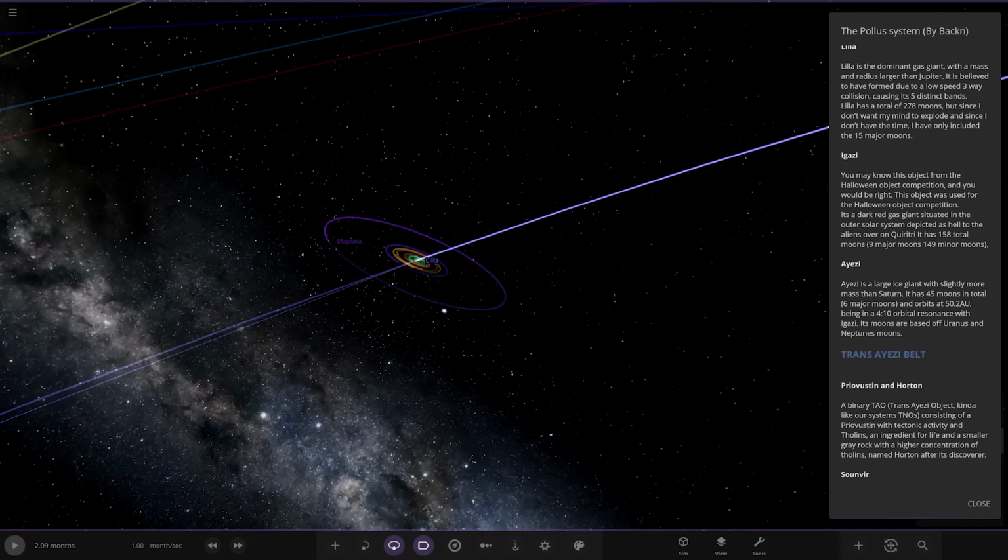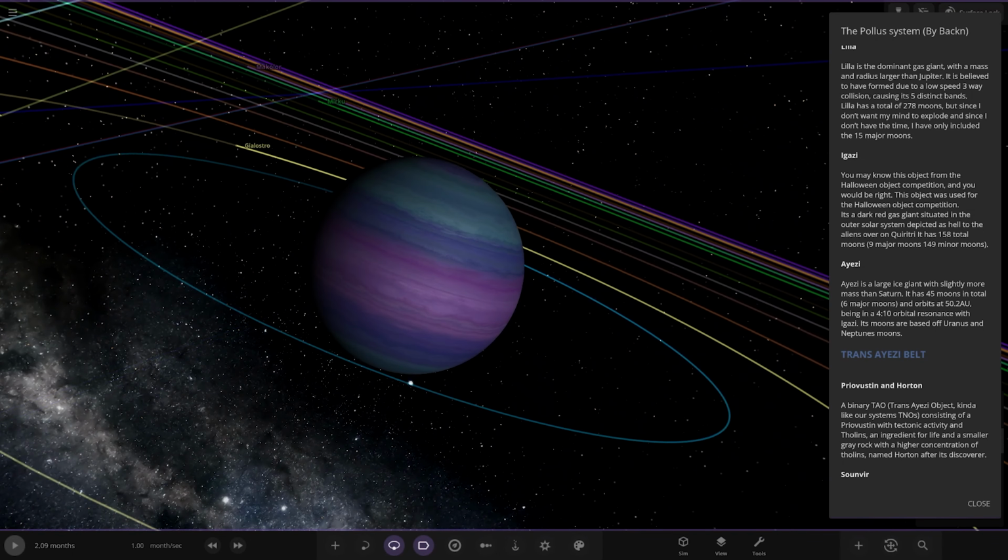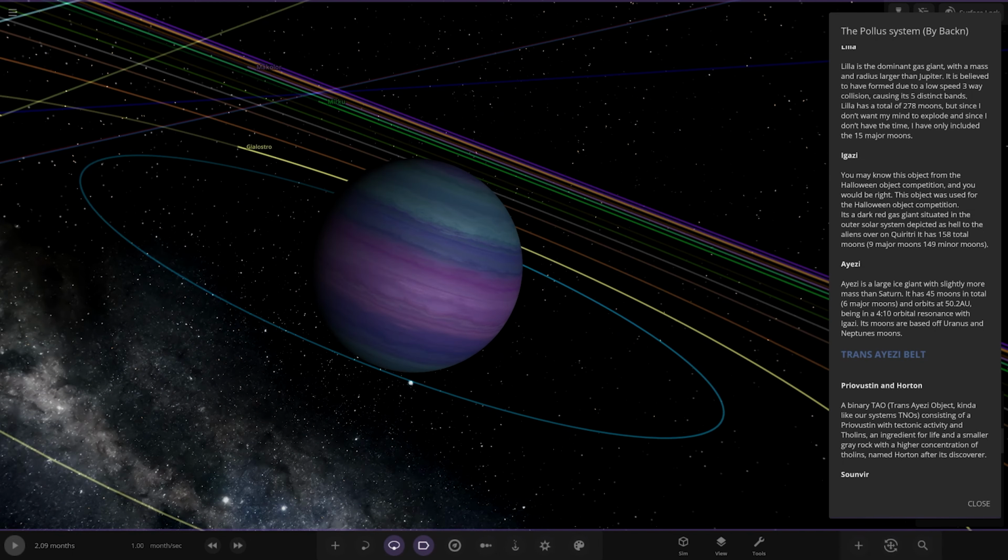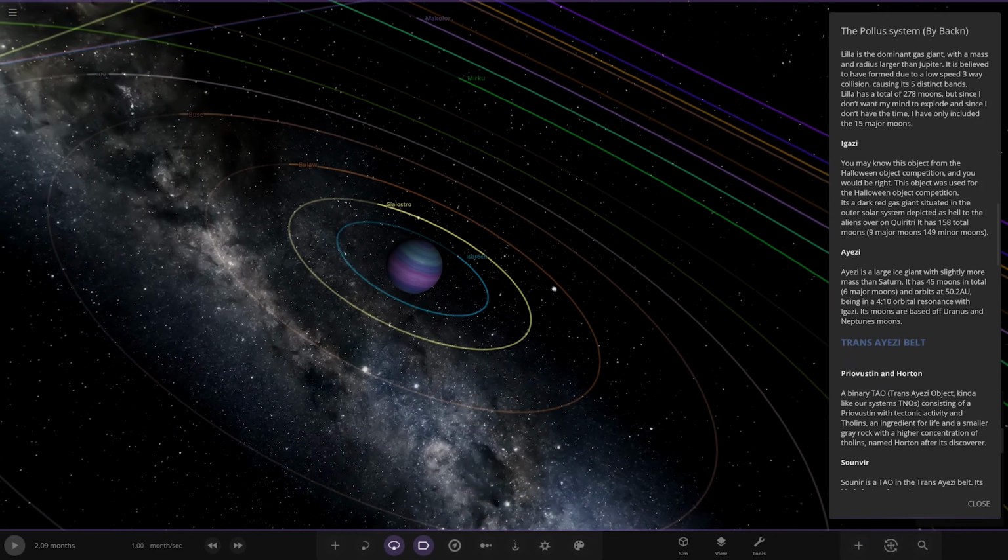So we've got Lilla. Looks like it's going to be a dominant gas giant, probably. Oh, yeah, "dominant gas giant with a mass and radius larger than Jupiter. It is believed to have formed due to a low-speed freeway collision causing its five distinct bands. It has a total of 278 moons, but since I don't want my mind to explode, I don't have the time. I included the 15 major moons." I don't blame you. It's a lot of stuff.